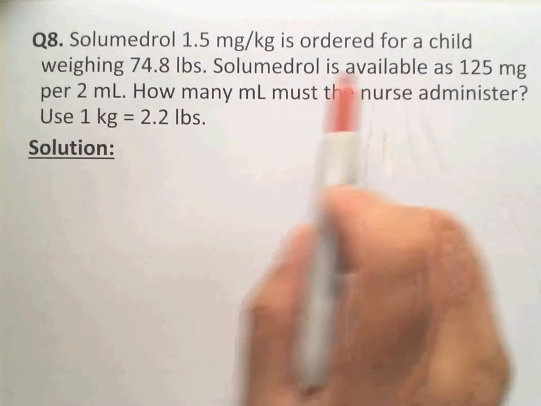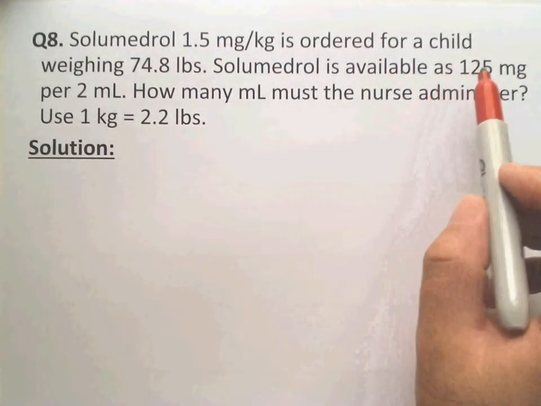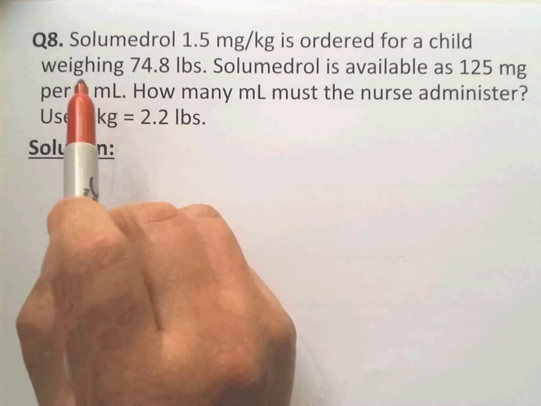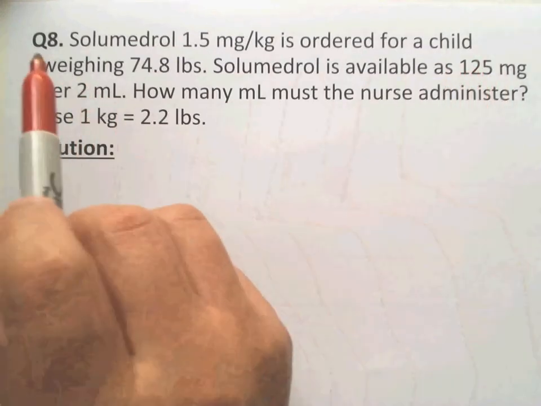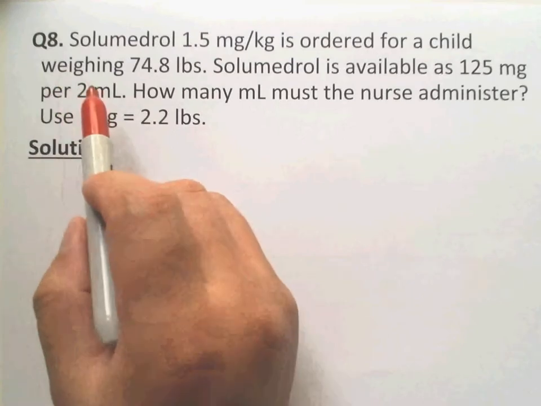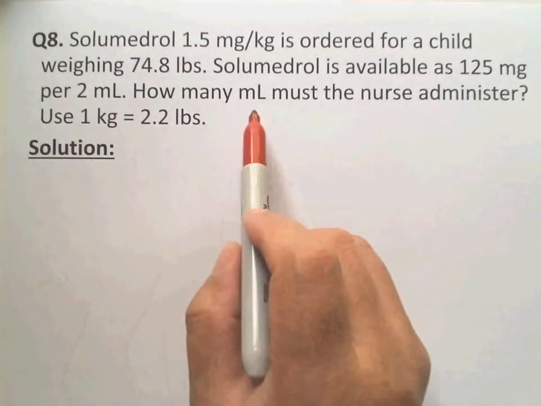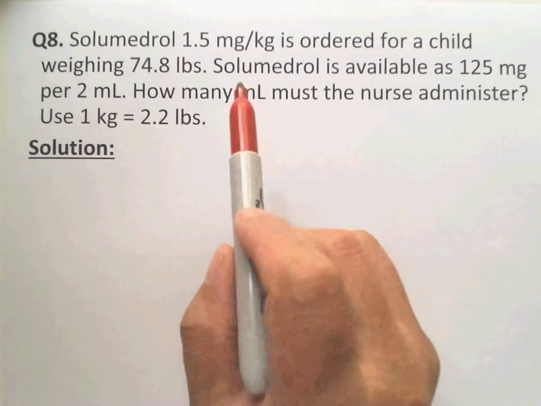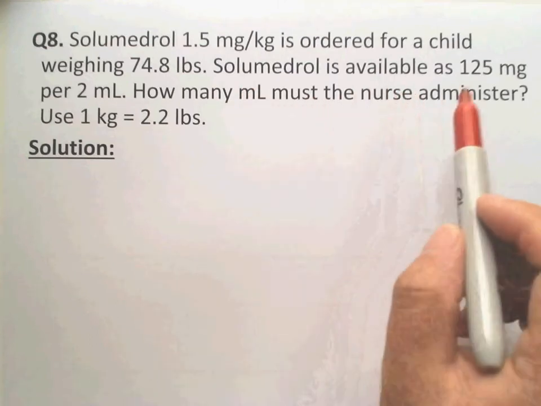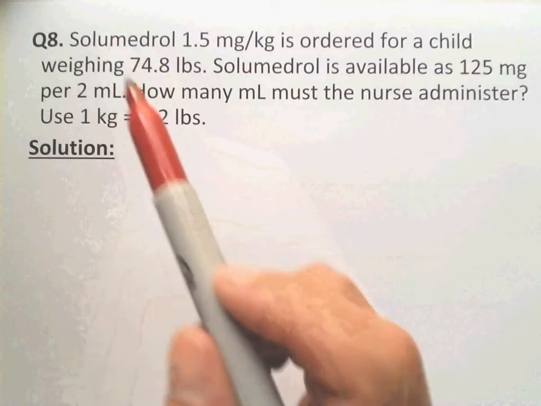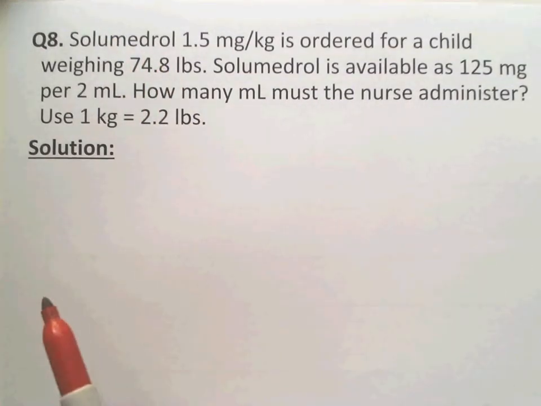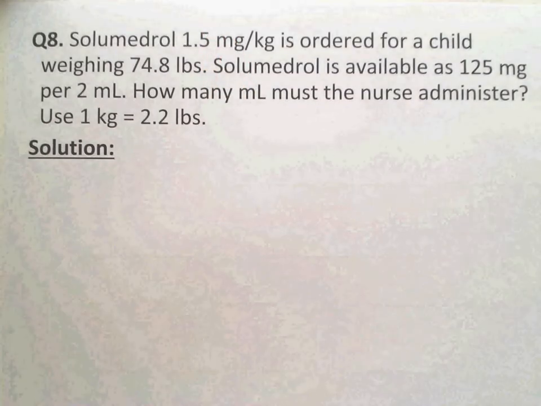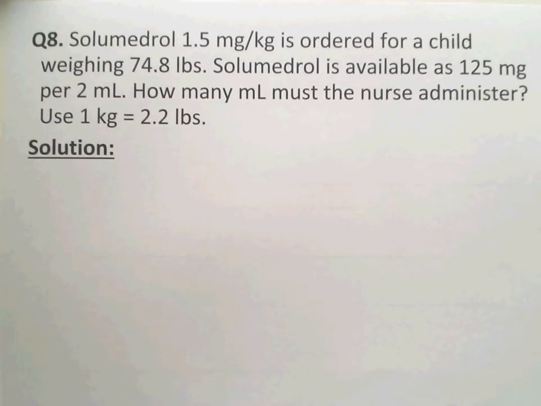And now the child weighs 74.8 pounds. But the units are different. Now we have other information. This drug is available not as a solid but in liquid: 125 milligram of the solid drug per 2 milliliters. So this is still a concentration, which means the drug is dissolved in a liquid. So now the question is how many milliliters must the nurse administer for this child? It's complicated, right?